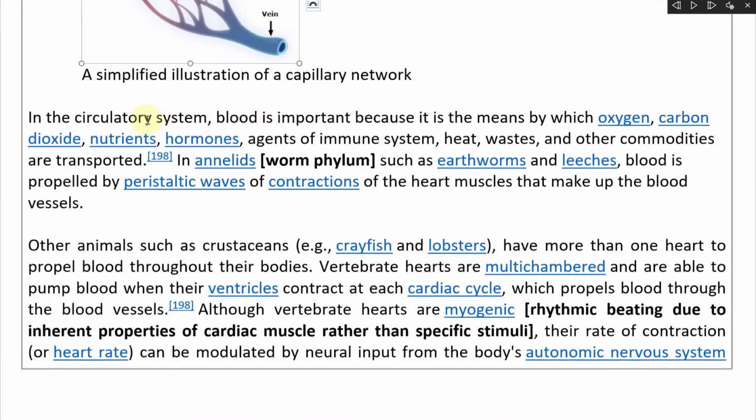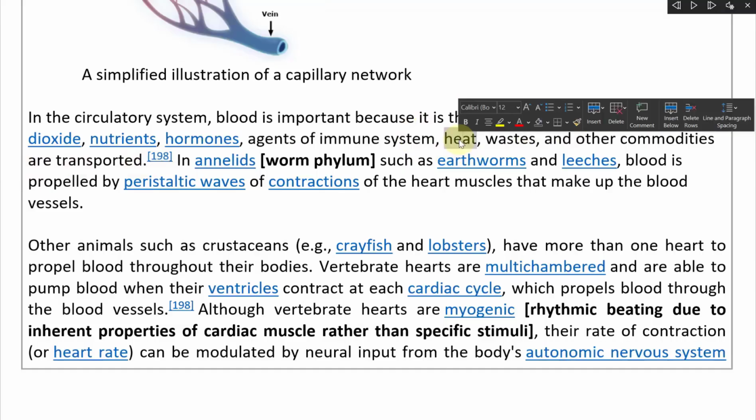Alright, so in the circulatory system, blood is important because it is the means by which oxygen, carbon dioxide, nutrients, hormones, agents of the immune system, heat, wastes, and other commodities are transported. Yes, even heat, which is interesting.